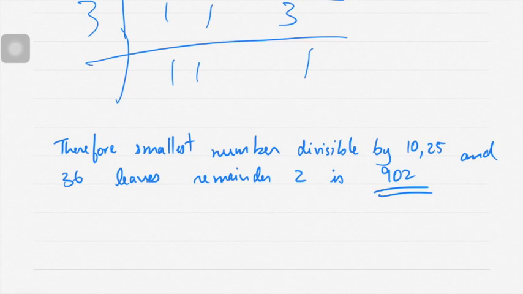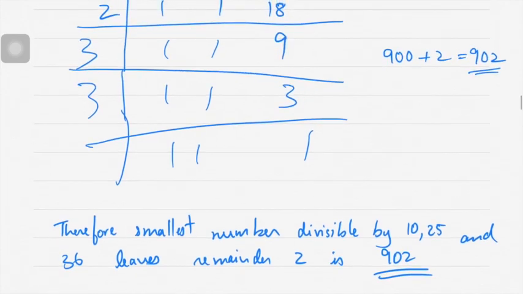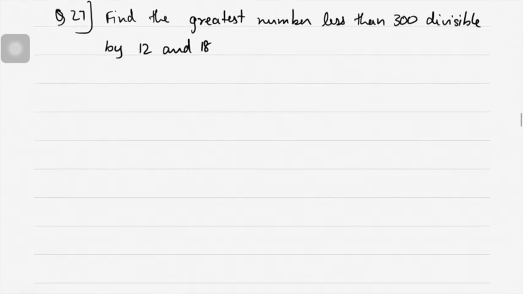Okay. Let's see the next question. Find the greatest number less than 300 divisible by 12 and 18. So you have to find a number which is divisible by 12 also and 18 also. Right? But it should be the greatest number which is less than 300. Okay. So the LCM is not asked. What they have asked is the greatest number less than 300 and divisible by 12 and 18.